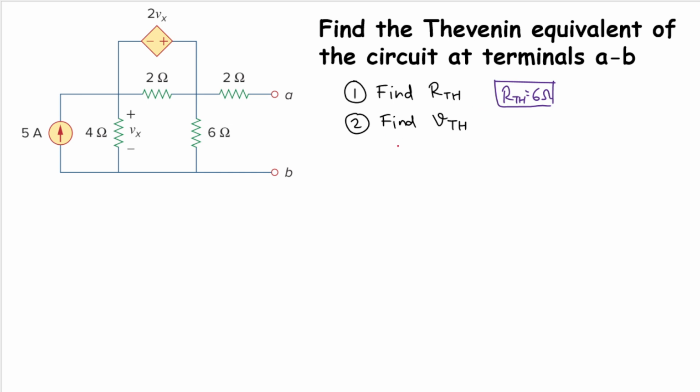And what is VTH? VTH is actually the open circuit voltage, right? Open circuit voltage at AB. Okay, so we need to find out what is the open circuit value here and here. But here we have to find out the open circuit. So there is no current that goes through this 2 ohm resistor, right? So the voltage here will be the same as this node here. So this is the node A here. So I will have VA is this node here.